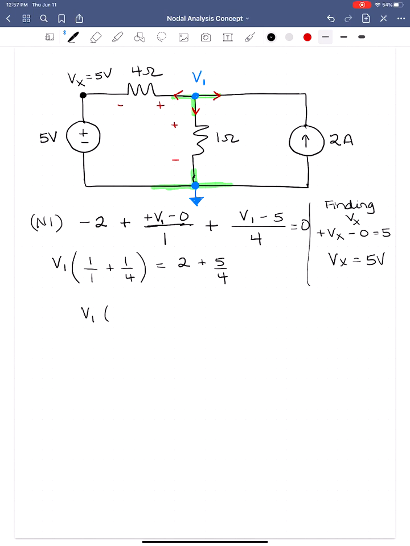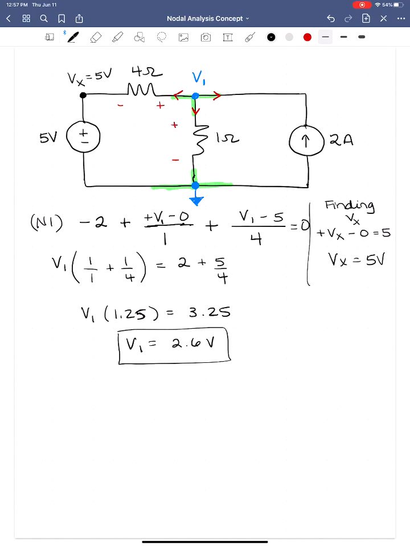So I've got V1 times 1.25 is equal to 2 plus 1.25. So that's 3.25. And so when I solve for V1, I'll get that V1 is equal to 2.6 volts. Okay, so that is my node voltage for this particular circuit.